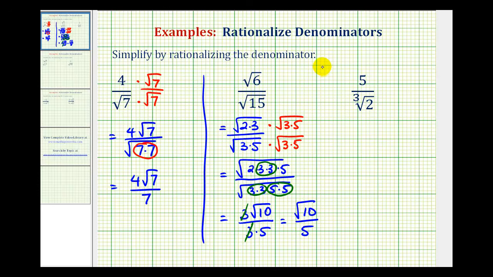In our last example, notice how the denominator is a cube root. So for the denominator to simplify perfectly, we would want 3 factors of 2 underneath the cube root. And since we only have 1, that means we'll have to multiply the denominator and the numerator by the cube root of 2 times 2. Notice how this will now give us 3 factors of 2 in the denominator.